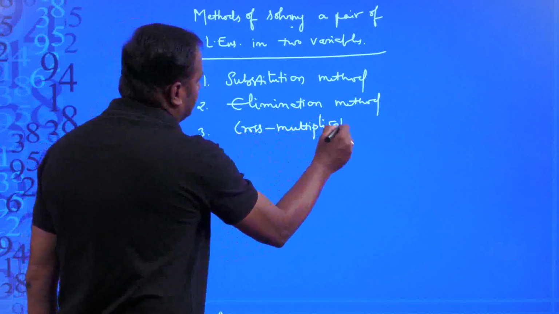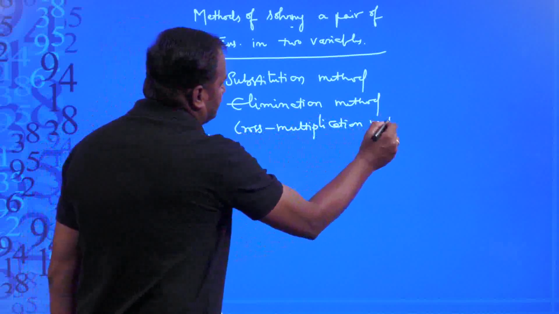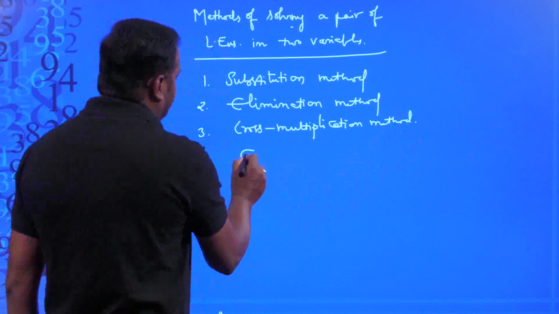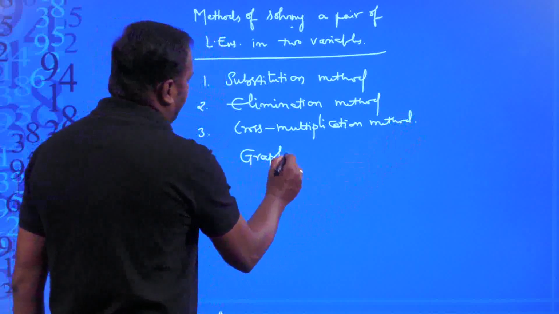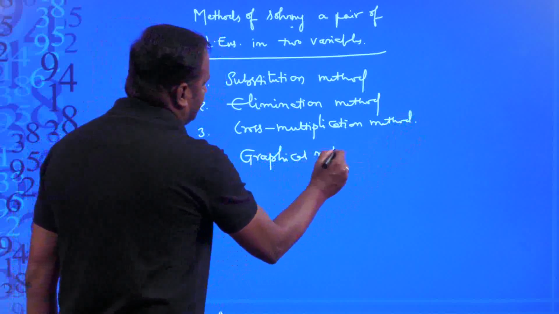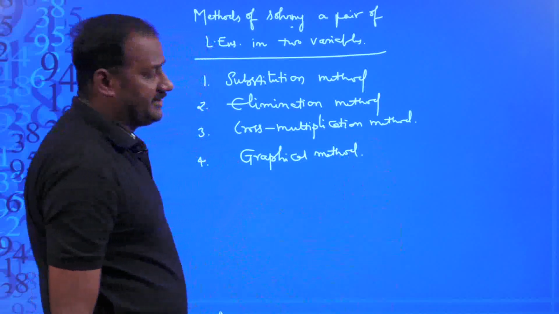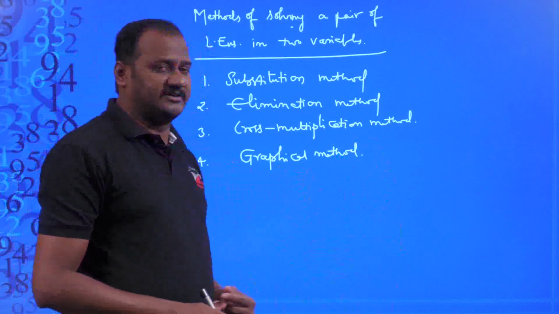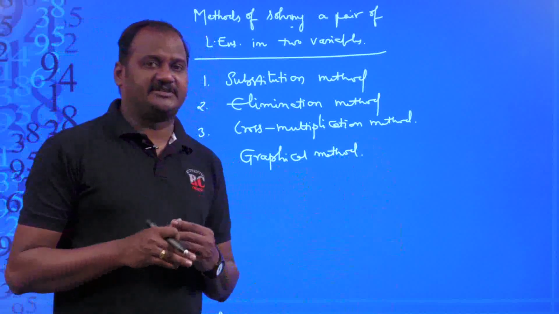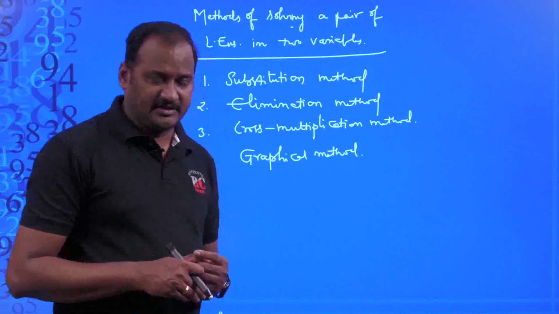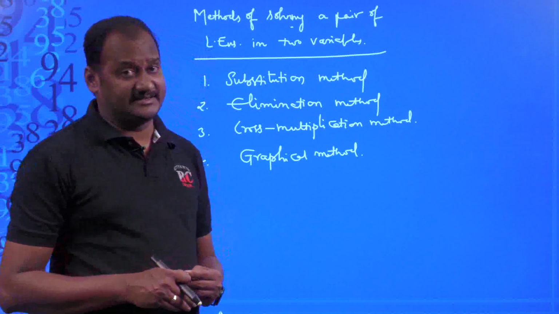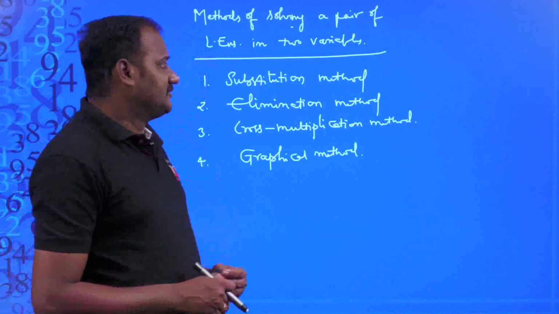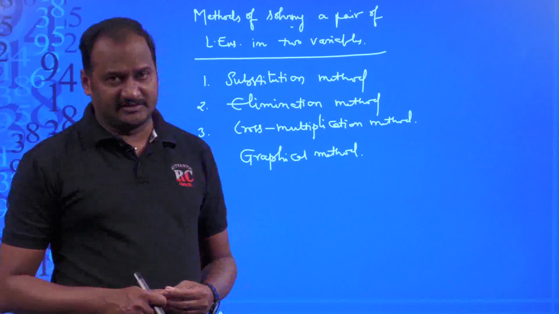Cross multiplication method. And of course, there is one more method, we already discussed that one, the graphical method. Another method is the graphical method of solving a pair of linear equations in two variables, right. We had a discussion about the graphical method. When you represent two straight lines on the graph sheet, the point where both the straight lines intersect is said to be the common solution for both the given linear equations in two variables, right.